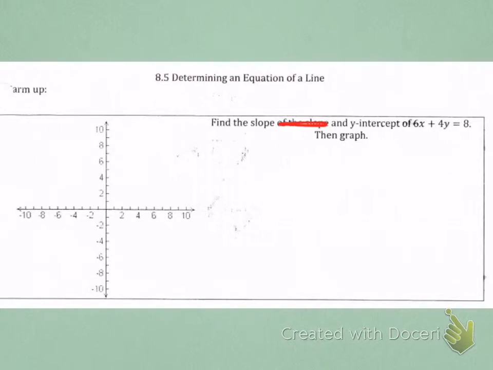So when you're asked for the slope and then the y-intercept and you have an equation, the easiest way to get both values is to solve for y and put it into that y equals mx plus b form. So we have the original equation and I want to solve for y. So I'm going to start by subtracting 6x from both sides.